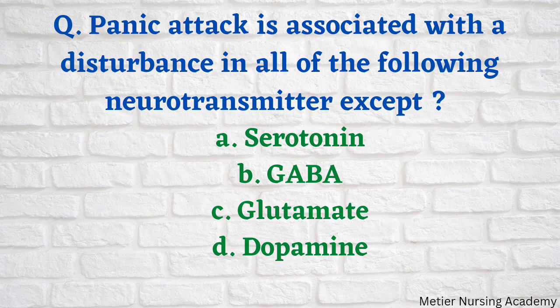Panic attack is associated with a disturbance in all of the following neurotransmitters except. This question was asked in AIIMS November 2011. Options are serotonin, GABA, glutamate, dopamine. And here the right answer is option C, glutamate.